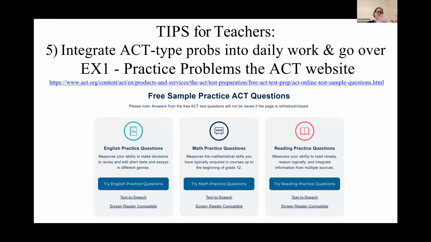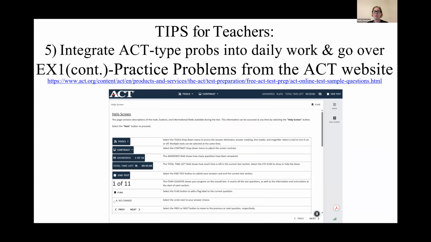Now, once you have given students these test taking strategies, I encourage you to integrate ACT type problems into daily work, whether they're warm ups or homework problems. The ACT website has free sample math practice problems, so you can see what that looks like. It's a little confusing, I think. I'm not sure why, but it gives 6 practice problems for 50 minutes. So be careful about that.